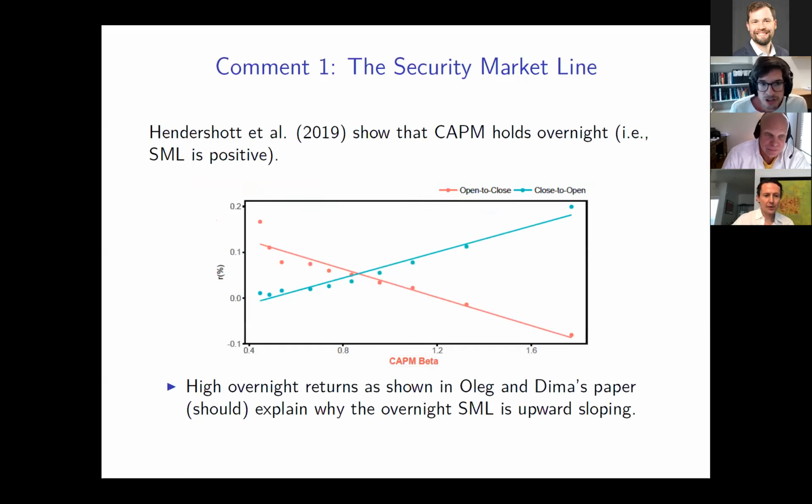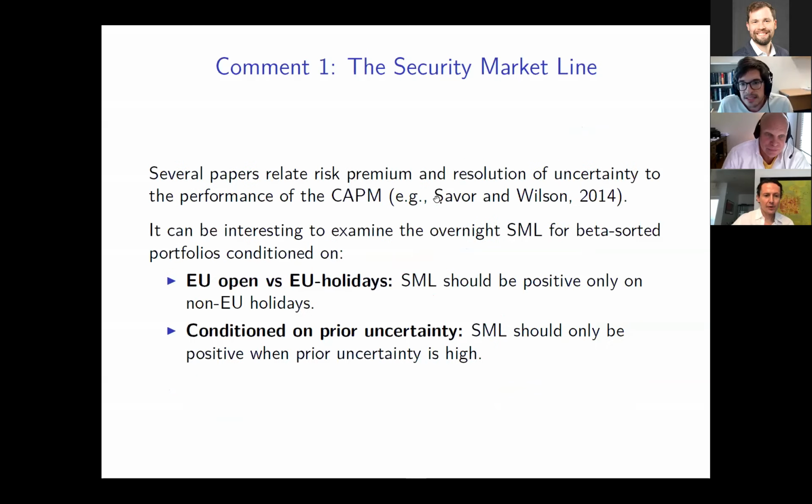In Ehrenshot and co-authors' GFE paper, they showed that the CAPM holds overnight. But in that paper, we don't really have much of an explanation as to what leads to having a security market line that is upward sloping overnight. I think that Oleg and Dima can potentially say something about this, because if you look at Savor and Wilson 2014 and some other papers where they've documented risk premium and resolution of uncertainty, they've shown that in those time periods the CAPM seems to work well.